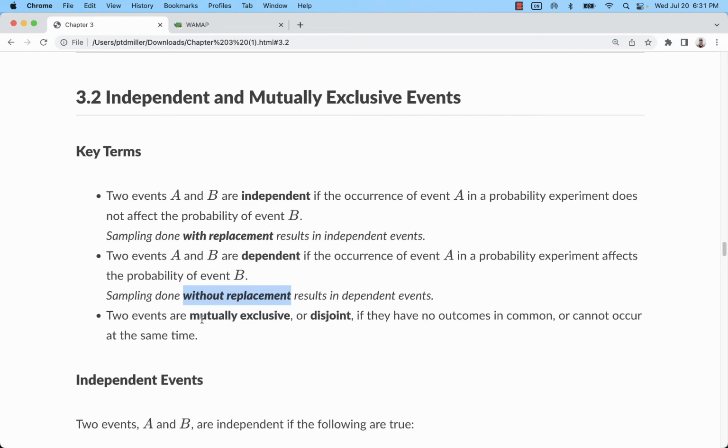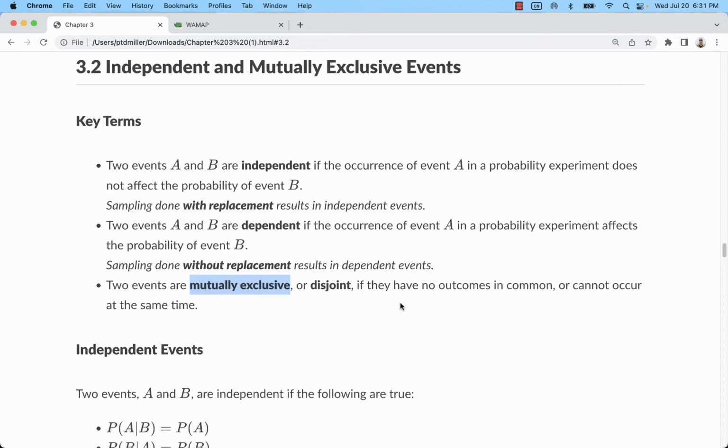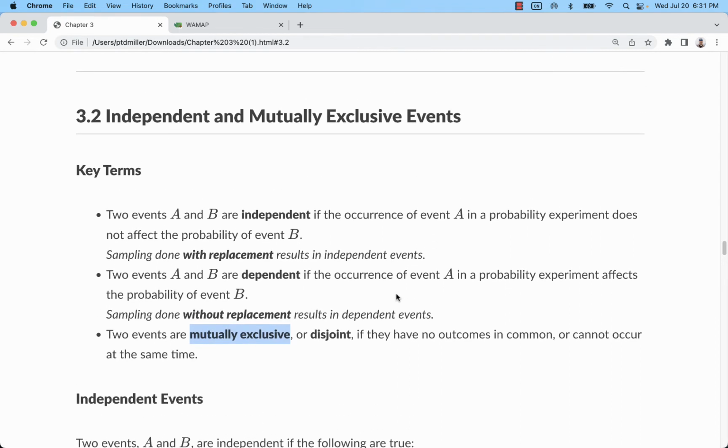Two events are mutually exclusive or disjoint if they have no outcomes in common. So going back to drawing from a deck of cards, we have black and red cards being mutually exclusive. But we don't have mutually exclusive events if we cross a suit, for example, with a card. So an example of that is, think about diamonds and aces.